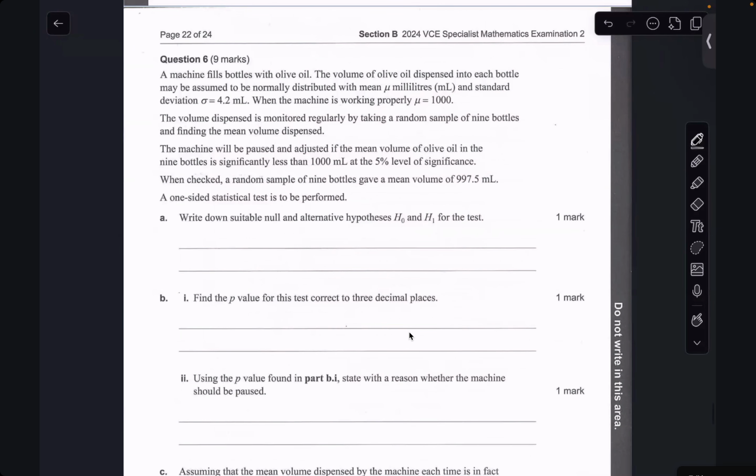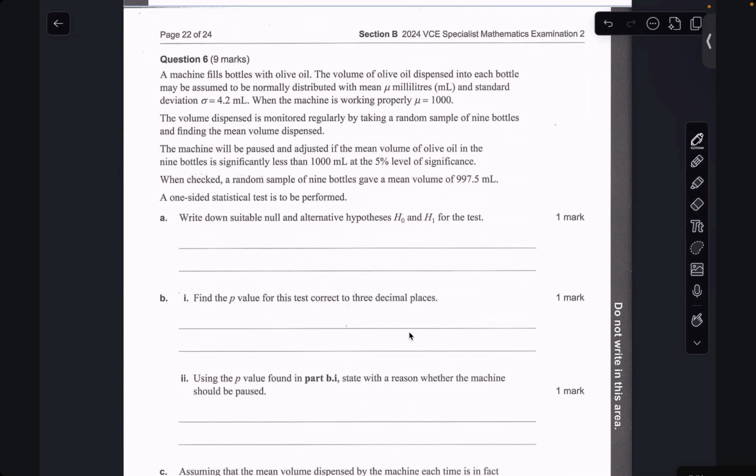Okay, last question. A machine fills bottles with olive oil. The volume of olive oil dispensed into each bottle may be assumed to be normally distributed with a mean mu and standard deviation of 4.2. When the machine is working properly, mu is 1000. The volume dispensed is monitored regularly by taking a random sample of 9 bottles and finding the mean volume dispensed. The machine will be paused and adjusted if the mean volume of olive oil in the 9 bottles is significantly less than 1000 at the 5% level of significance.